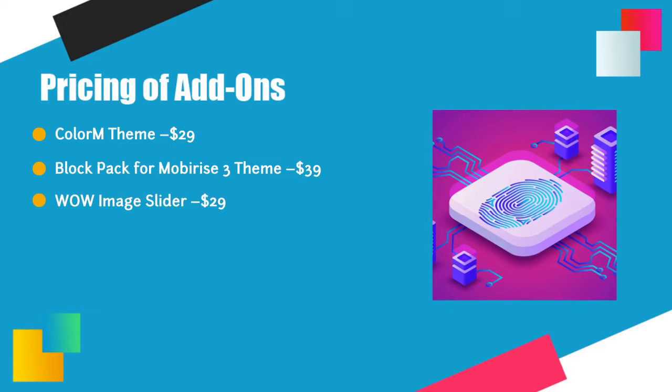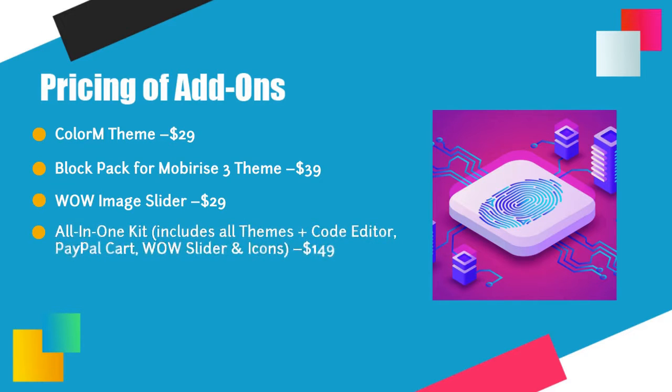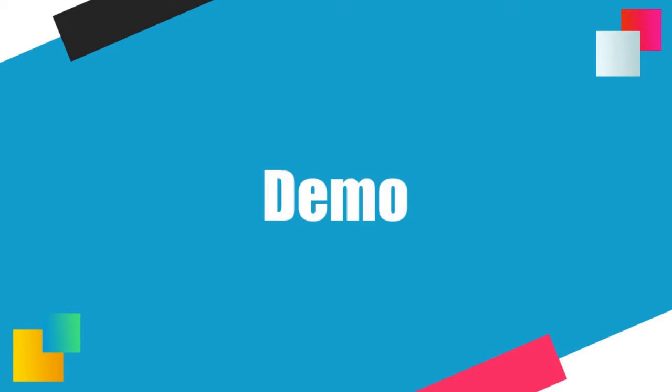So again, all of these things are extra. You don't have to have them, and you're going to see that here with Mobirise. And if you just want to get everything all together, it's $149. You get the code editor, PayPal cart, wow slider, and all the other stuff. So that's all about the cost. If you're going to pay, you can pay $149, and that would do it. But once again, the point of this is that for the basic use of Mobirise, it's free. You're going to see that. So let's get into the demo so you can see.